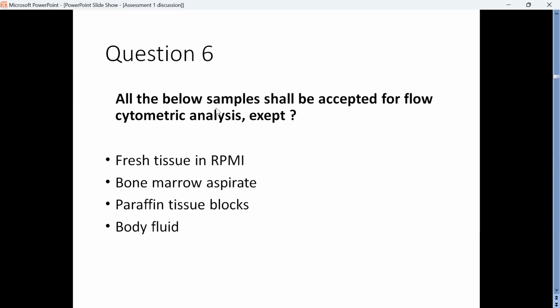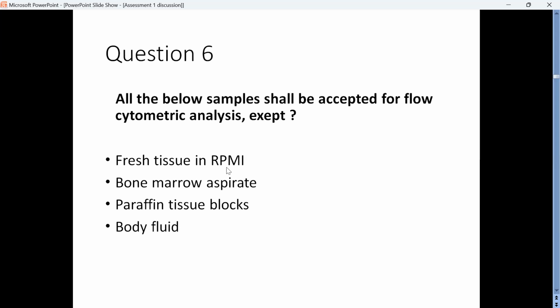Sixth question. All the below samples shall be accepted for flow cytometric analysis except. So you apply the same rule here. Of all the four options given, which can you make into a single cell suspension? If you take bone marrow aspirate, the cells are already in single cell suspension, which means they are scattered singly. So you can study bone marrow aspirates effectively, like peripheral blood. Then if you see body fluids, again the cells are all single. So you can study cells in body fluids also.